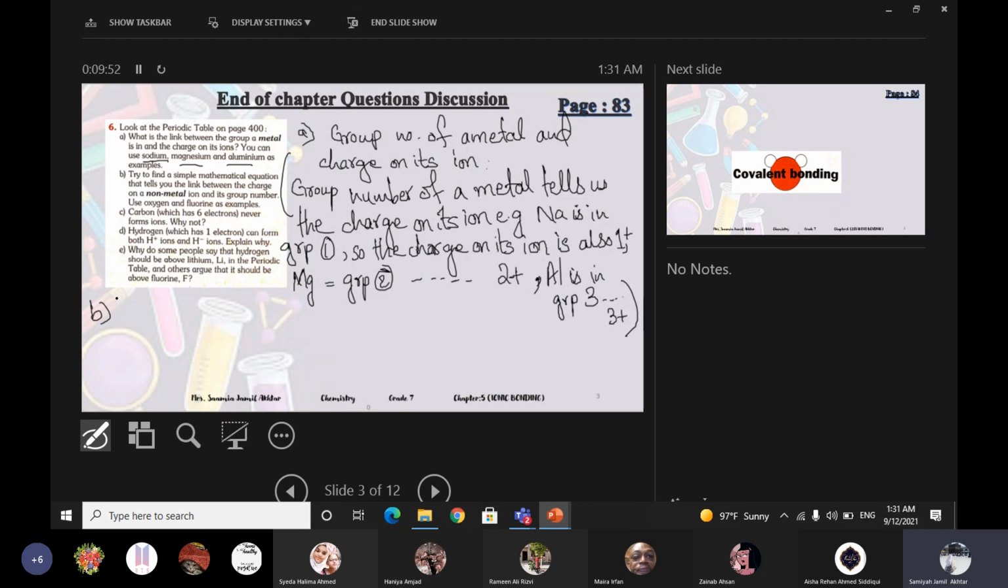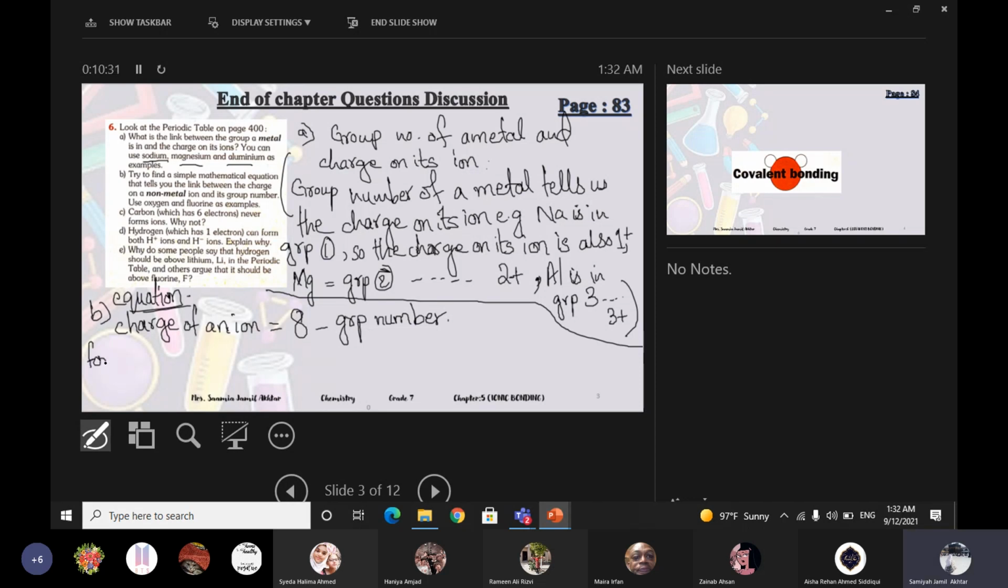So the mathematical equation is: charge on an ion. Okay, this is for the non-metals, remember. The charge of an ion is equal to 8 minus group number. Okay, this is the equation, 8 minus group number.